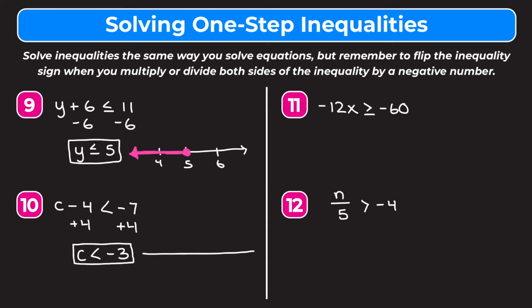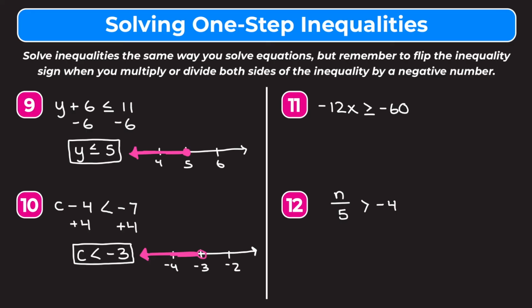And now we're going to plot this on a number line. So we'll put our negative 3, we'll put negative 4, and negative 2. C cannot equal negative 3, so we're going to have an open circle, and it can be anything less than, so we're going to shade to the left. So that's how we graph c is less than negative 3.